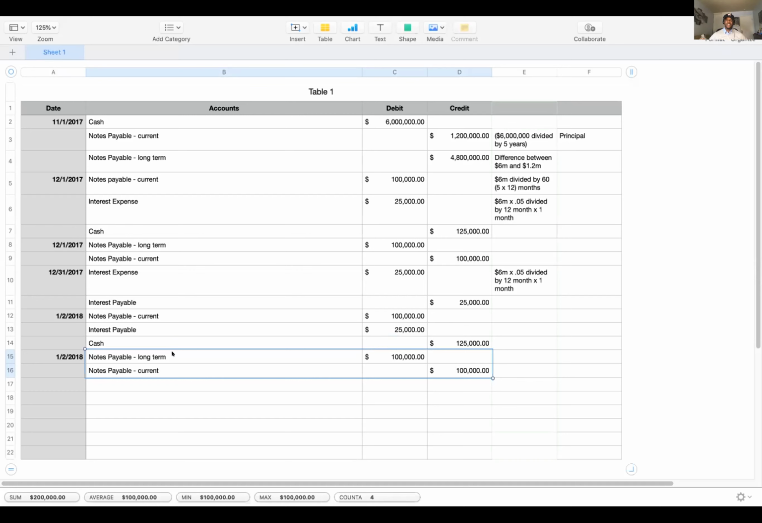You want to keep your notes. Can I say that? Can I answer that? Can I answer that question slightly differently? You want to keep your current notes payable equal to the amount of principal that you owe over the next month.